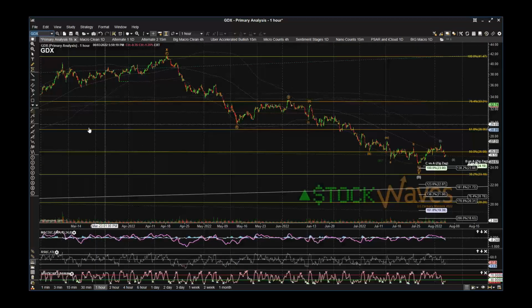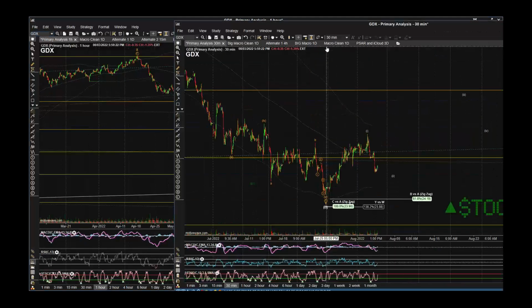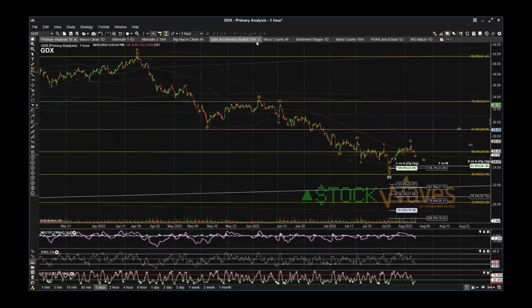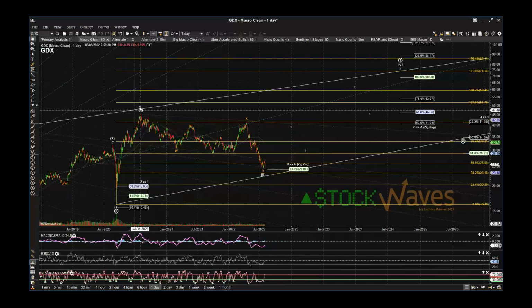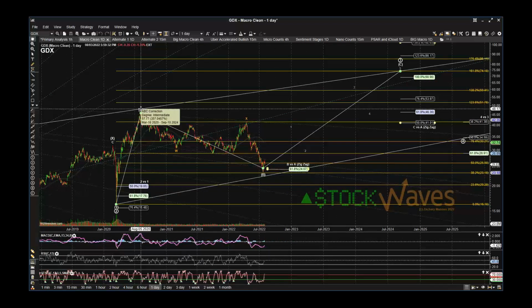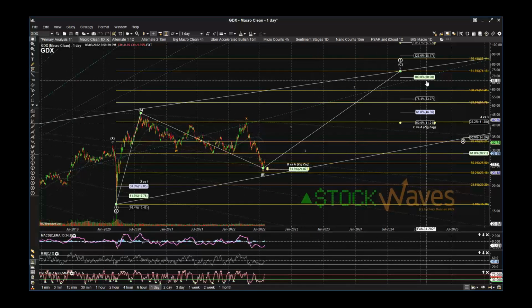Now looking at GDX, I think it's the macro clean tab. This one. Yep, there we go. So GDX, we're looking at this intermediate degree A and B structure setting up for a C wave of primary wave 3 and a much, much larger degree diagonal. We have to count this intermediate degree B wave. It did come very close to a 618 retrace, but we have to count it as a WXY.